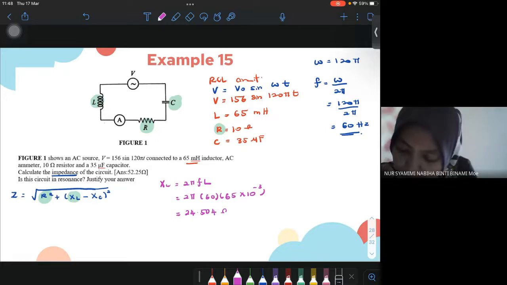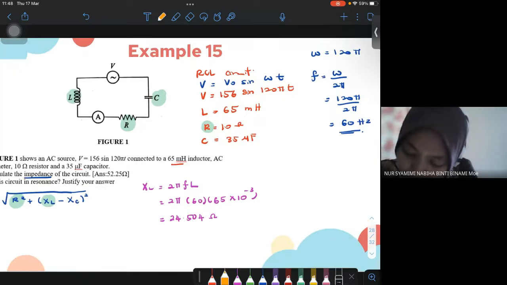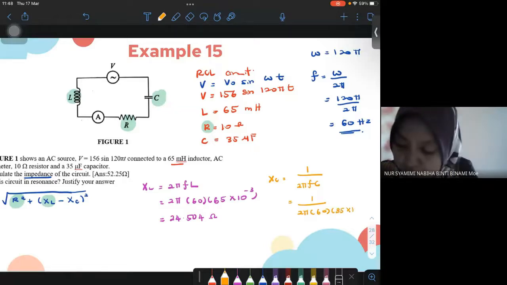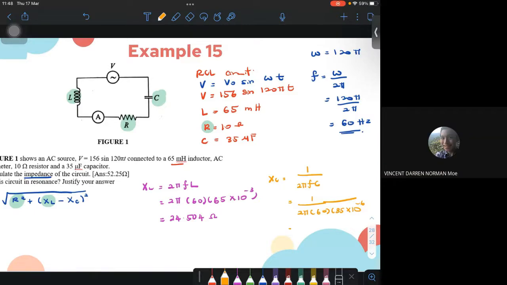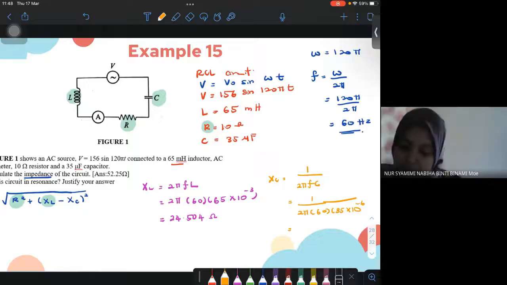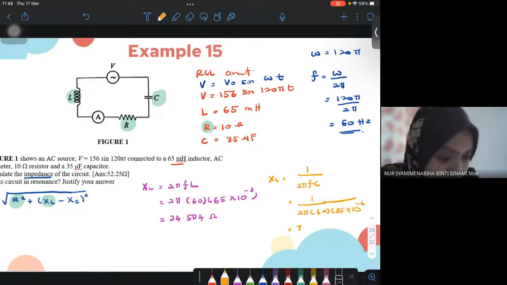Okay, and we can calculate XC as well. So XC is equals to 1 over 2 pi FC. 1 over 2 pi, the frequency is 60, C is 35 exponent negative 6. So berapakah XC kita? 75.788 ohm.